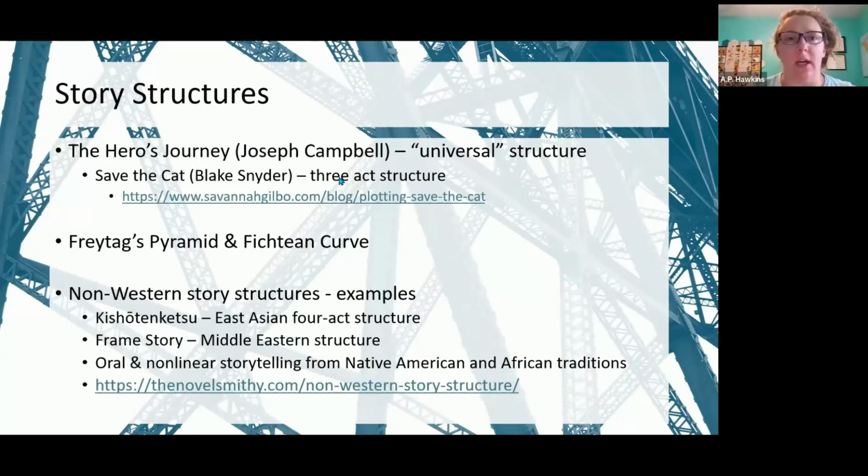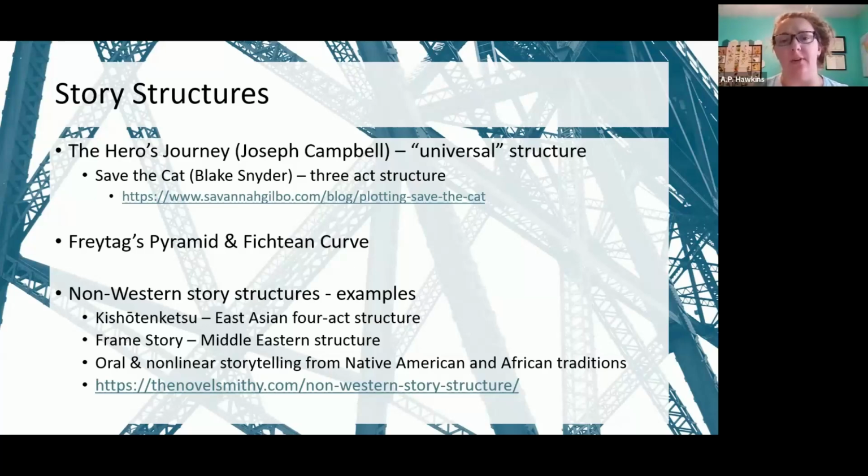If you took a literature class in high school or college, you may have heard of Freytag's Pyramid and the Fichtean Curve, story structures that are kind of a three-act curve structure. We'll look at those a little bit later.